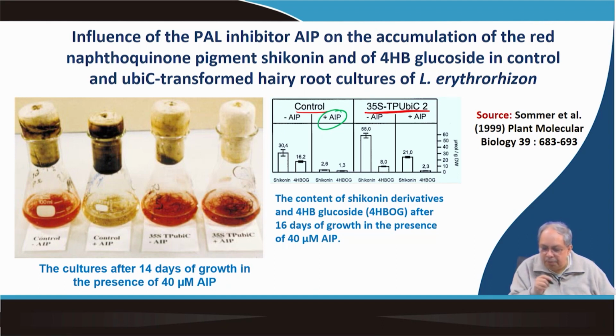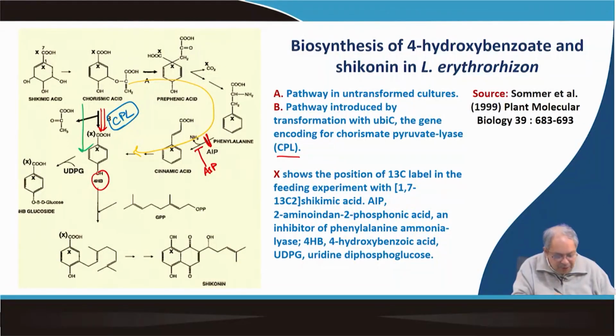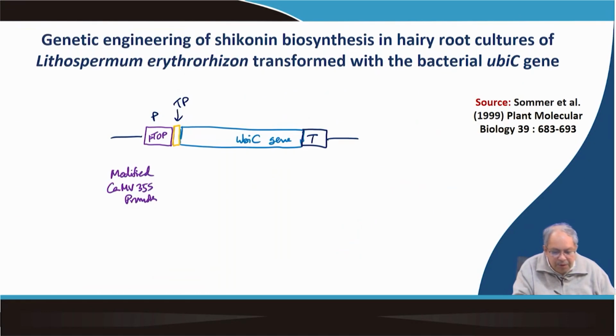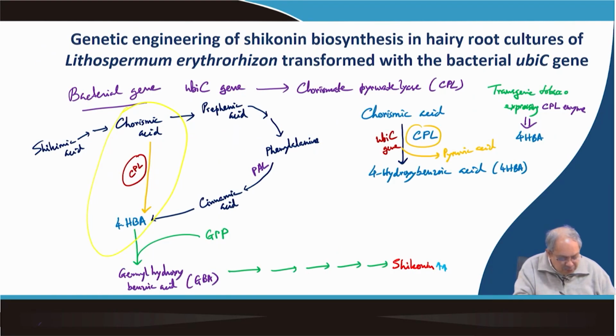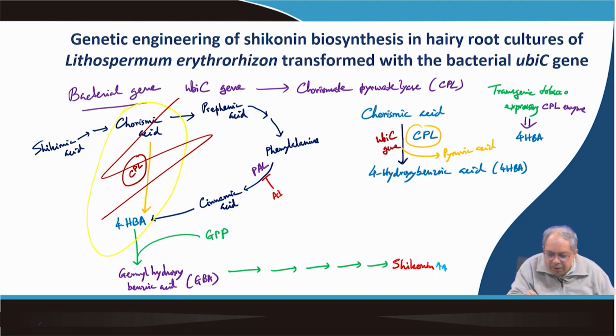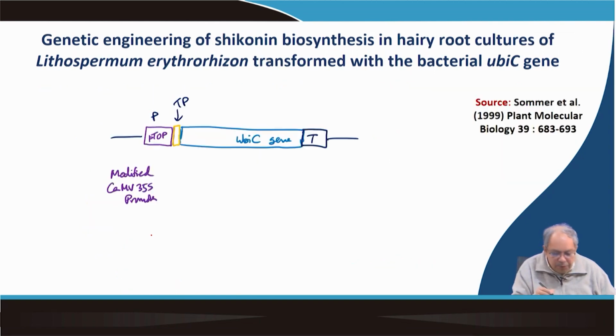So, when they have done feeding with AIP in the control root line, what is going to happen? If you see the control pathway, think about that this is non-existent. So, here in the control, you have done AIP feeding. So, what will happen eventually? The shikonin content will be less. So, the 4-hydroxybenzoic acid will be less, okay, in the wild type. So, what is happening here?